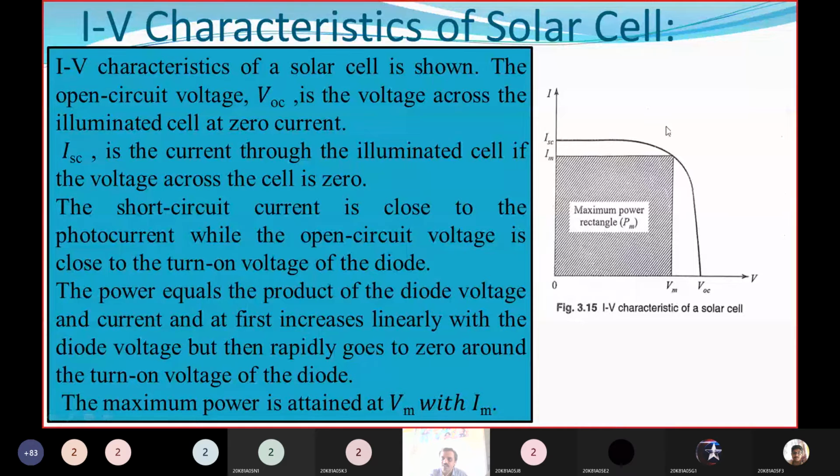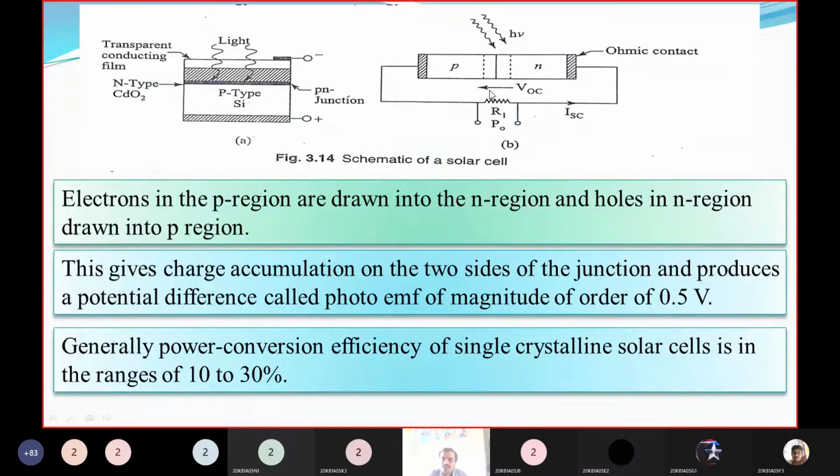At which resistor can we gain sufficient current and sufficient voltage? That resistor we will use as a load resistor. Based on this load resistance, the output power will depend on it.